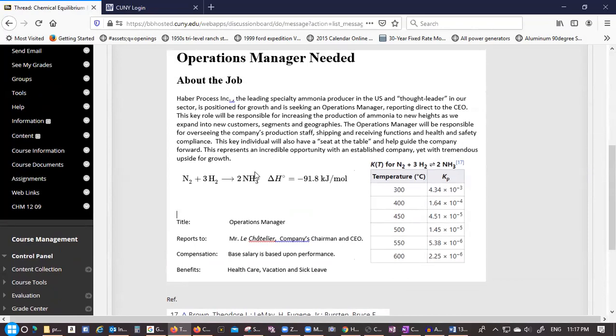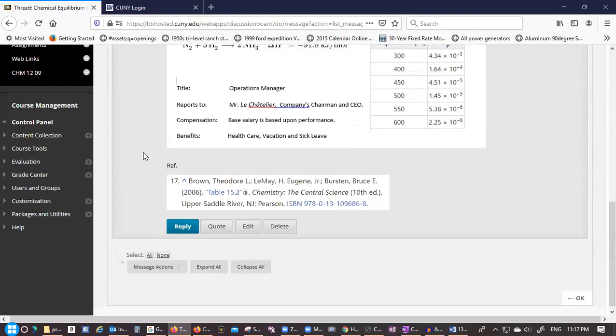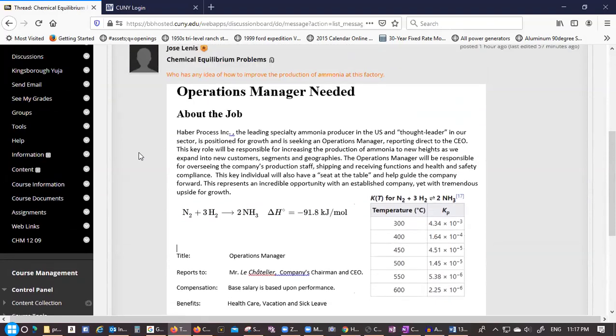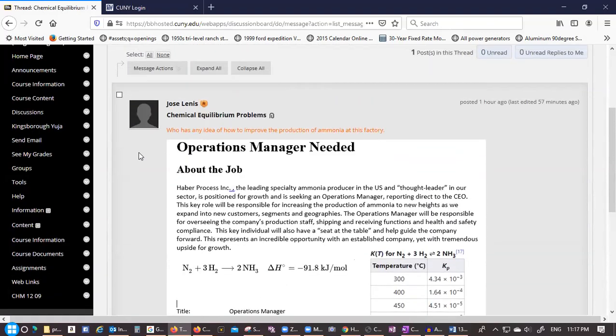So if you do a good proposal on how to increase the production of ammonia in this industry, you may get the job. Take a look. All right. So that is discussion.